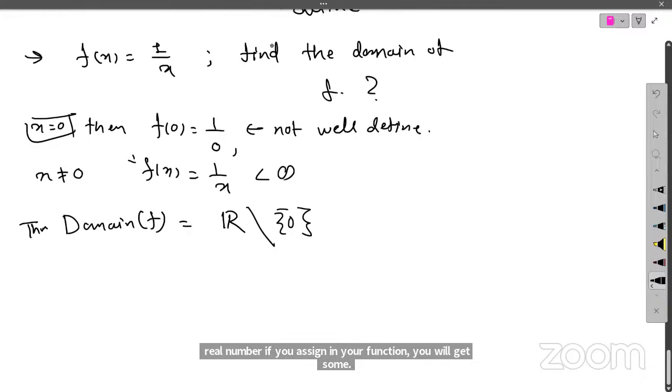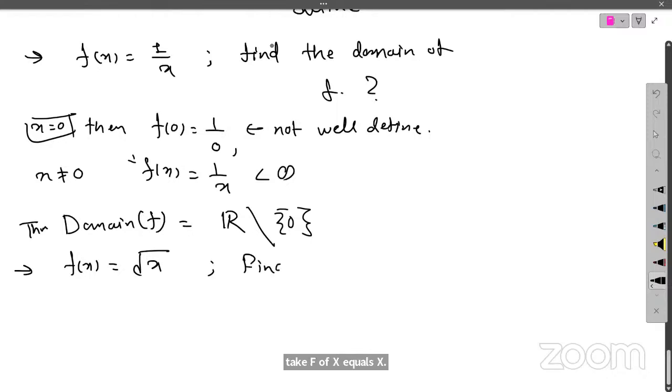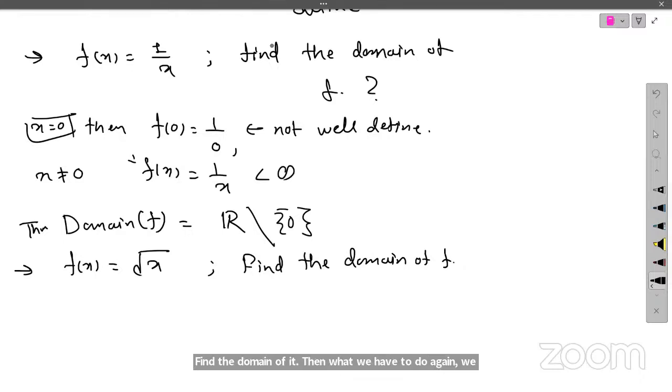For example, suppose I take another function, f of x is equal to root x, and I ask you to find the domain of f. Again, we have to find all those real numbers for which the function either does not make sense or comes out to be infinity. Here, if you take any negative number, the square root of a negative number is not well defined. And here also we want our codomain to be the real numbers. We don't want it to be a complex number, right? We just want it to be a real number.